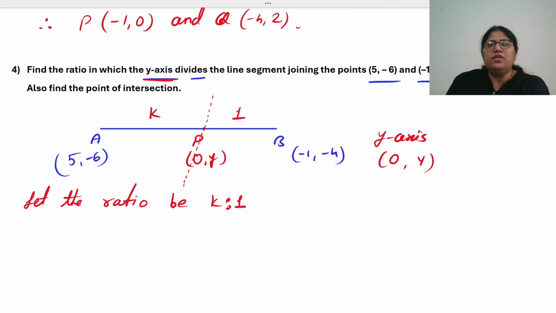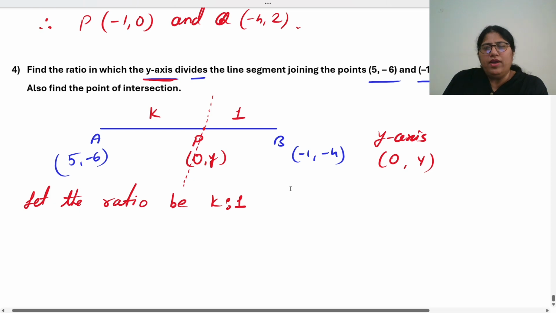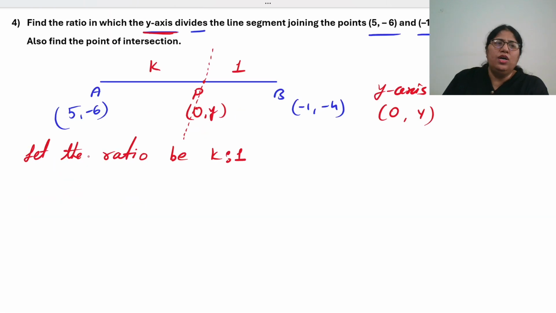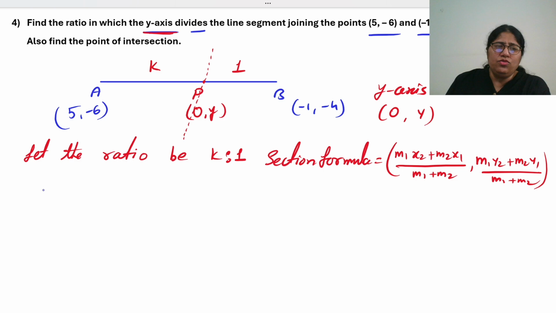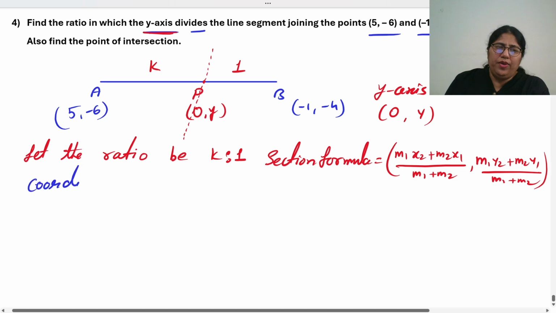Let us see here. Now there are two missing values, correct? So how are we going to solve it? We know the ratio, so first let us start with the section formula. What is the section formula? You know the section formula: the x coordinate is m1 x2 plus m2 x1 by m1 plus m2, comma, m1 y2 plus m2 y1 by m1 plus m2. Now this is the section formula. How are we going to use it? Let us see. So here we are finding the coordinates of P using the section formula.